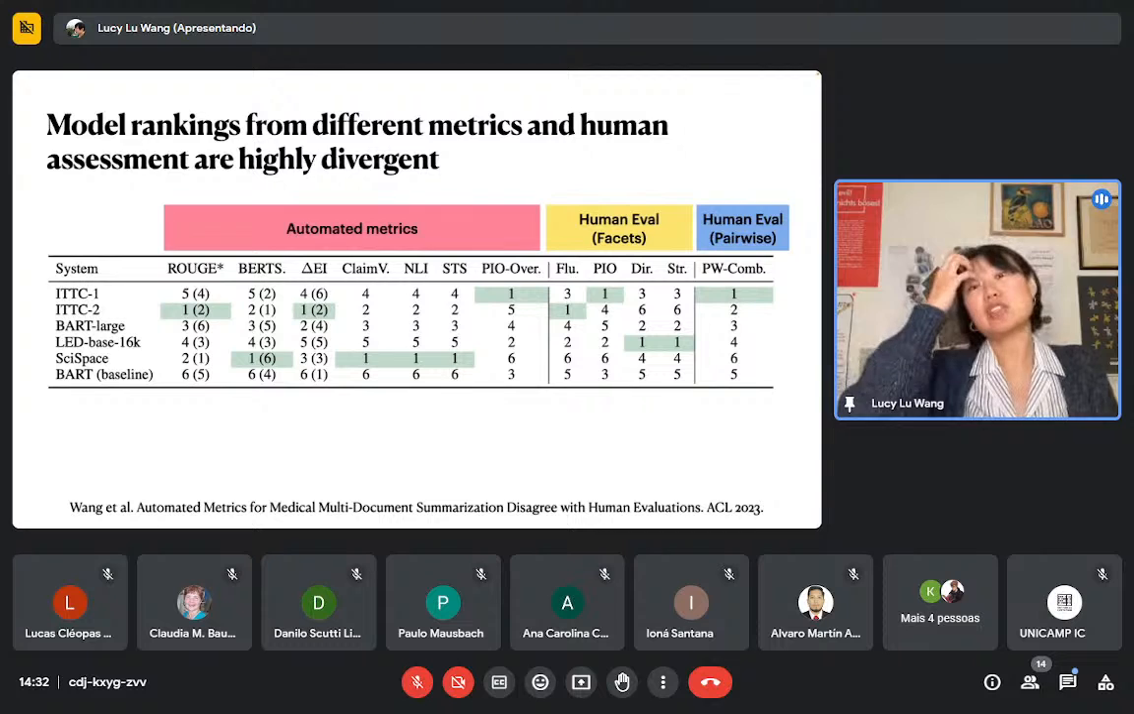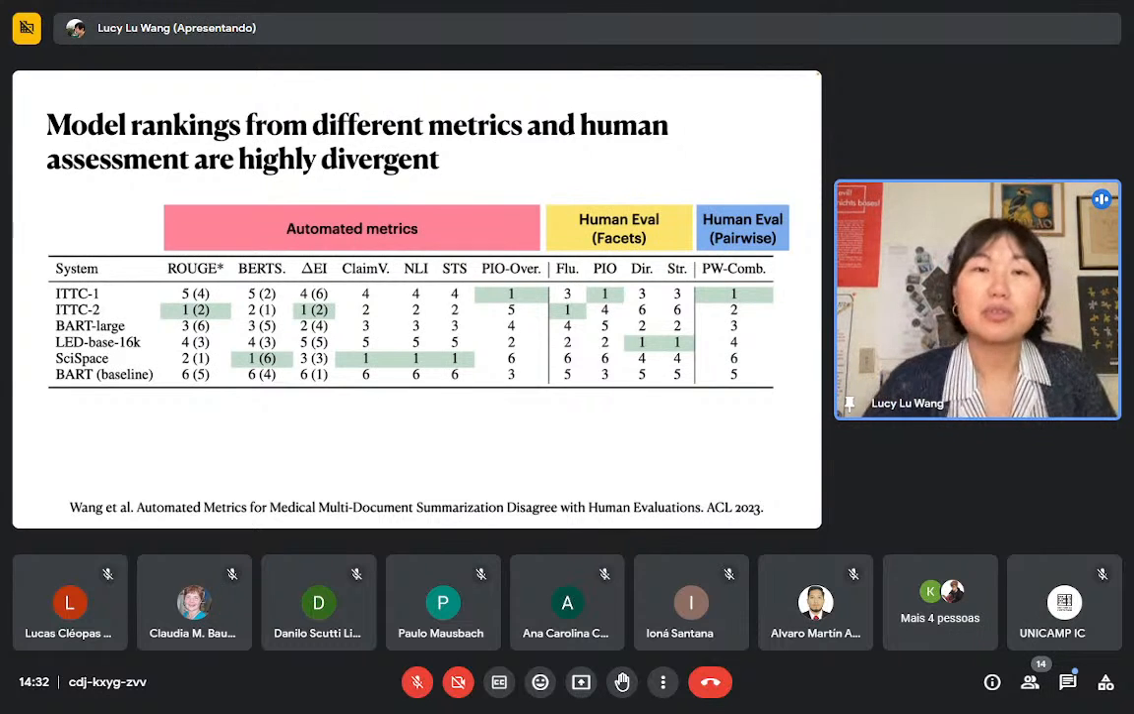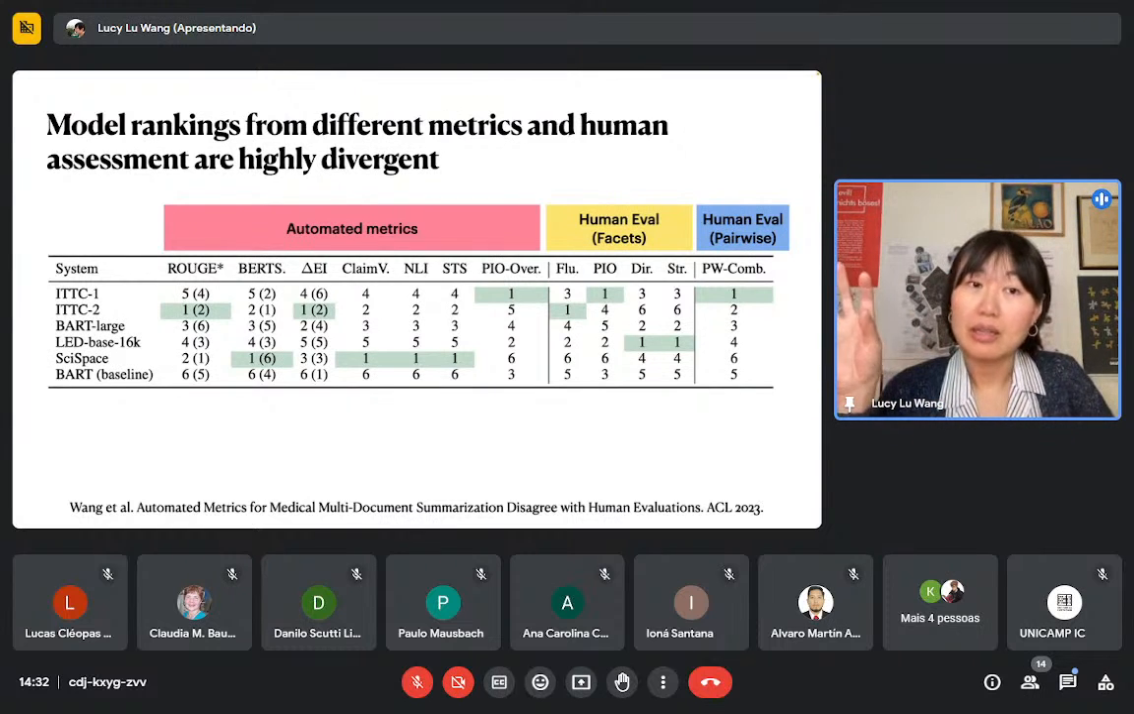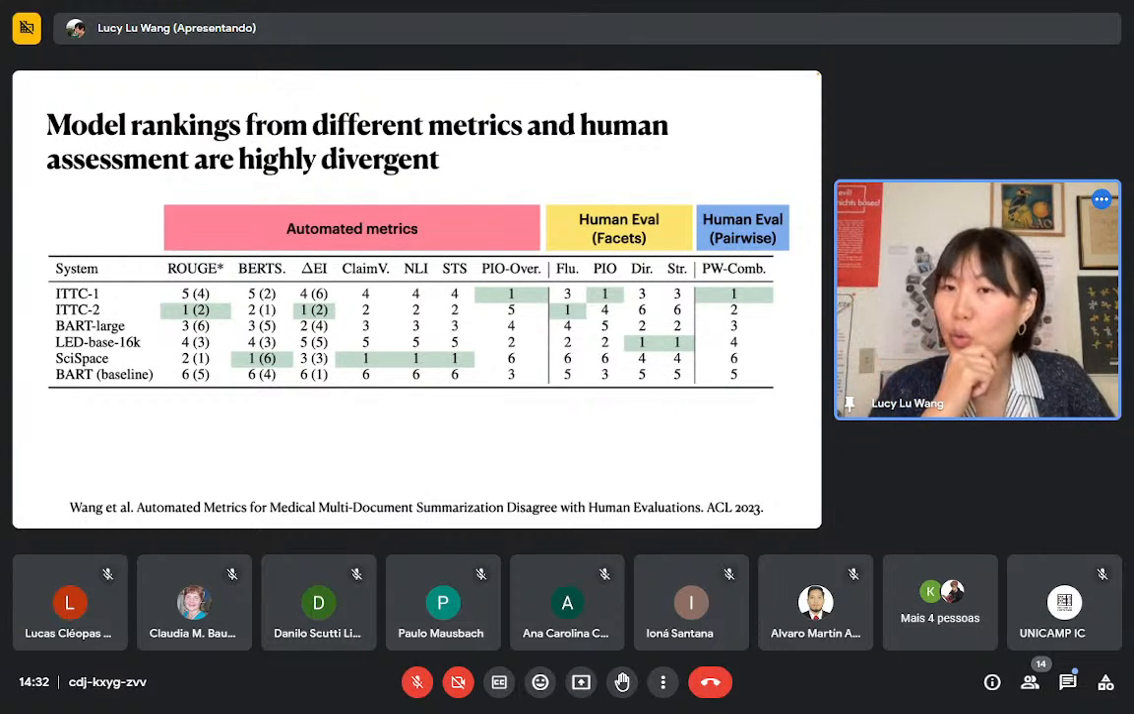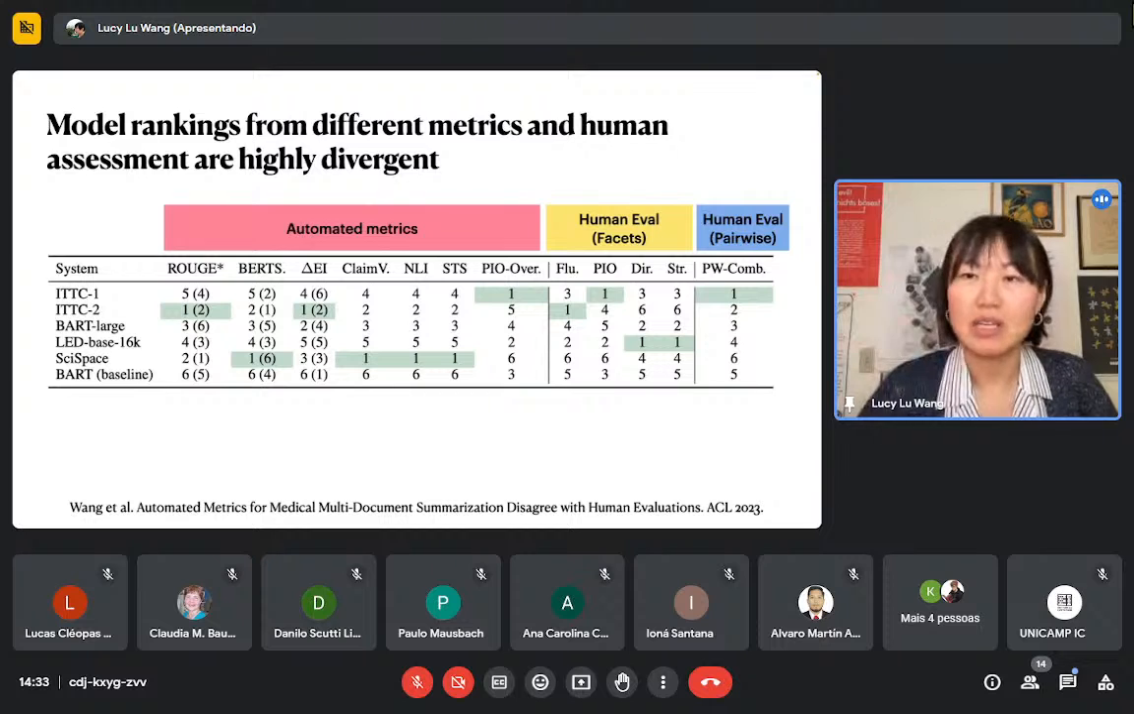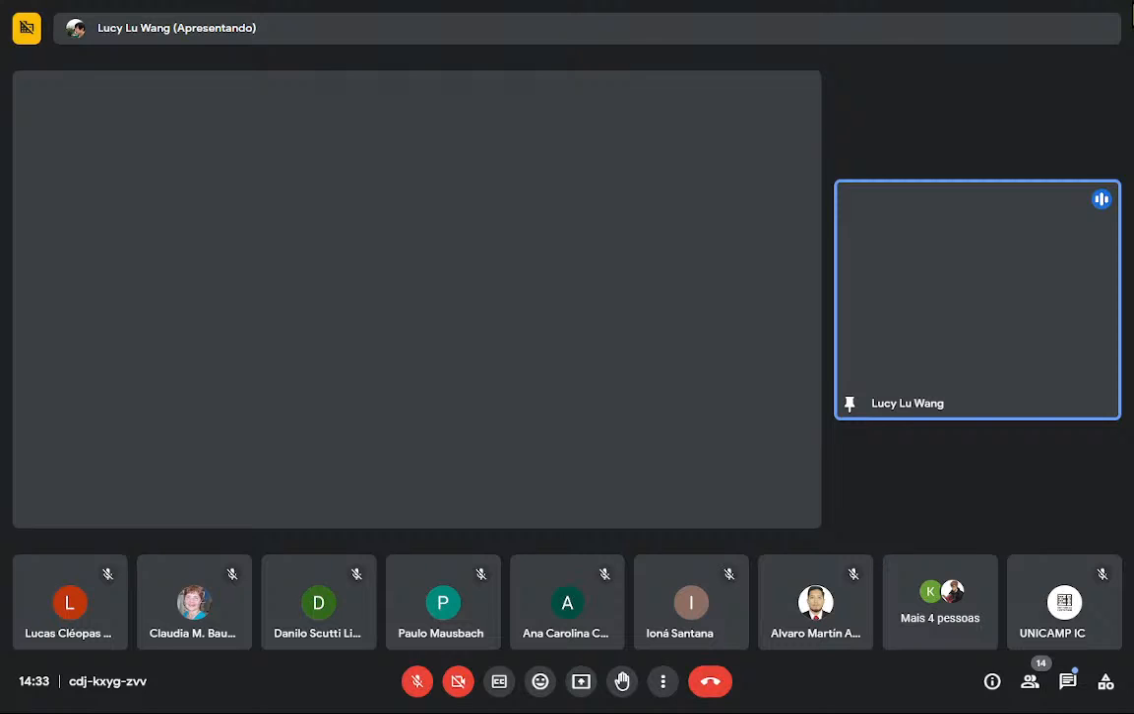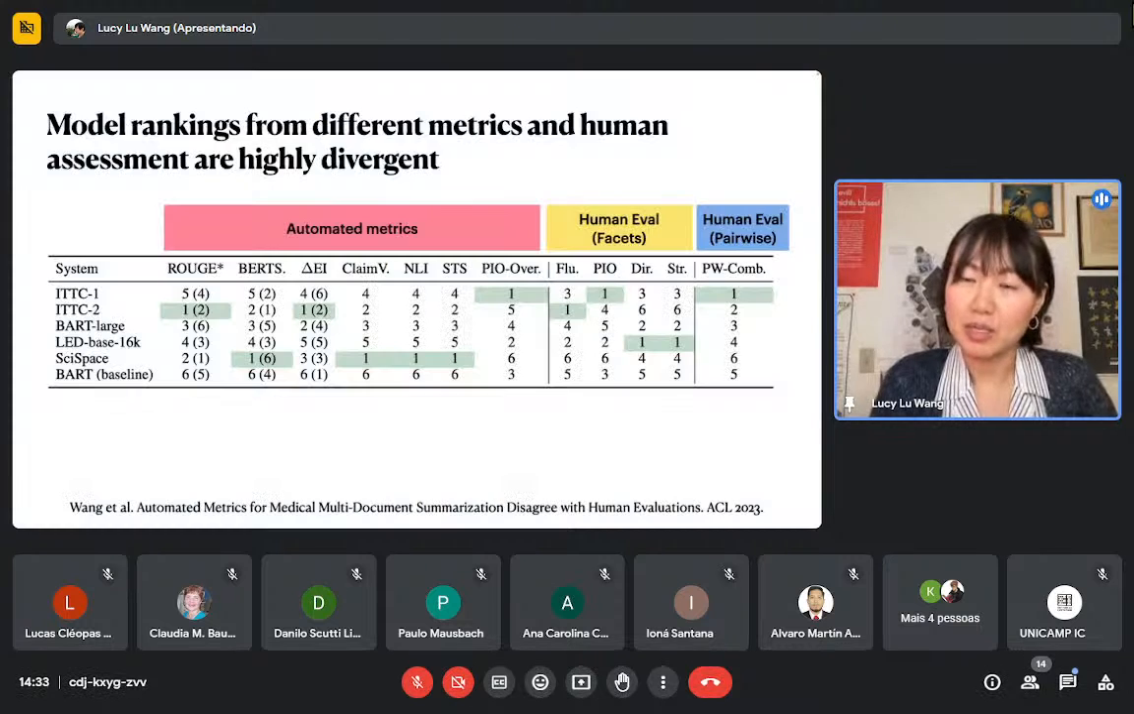Based on our annotations, we found that the model rankings produced by the automated metrics were quite different from the human evaluation. So they're quite divergent. What I'm showing in this table are the system rankings produced by each metric or human evaluation facet. So 1 would make the system the best and 6 the worst. Because this analysis is conducted just on a sample of data, we're not making any statements about true system rankings. We're just saying that between the metrics and human assessments, we're getting very inconsistent system rankings.